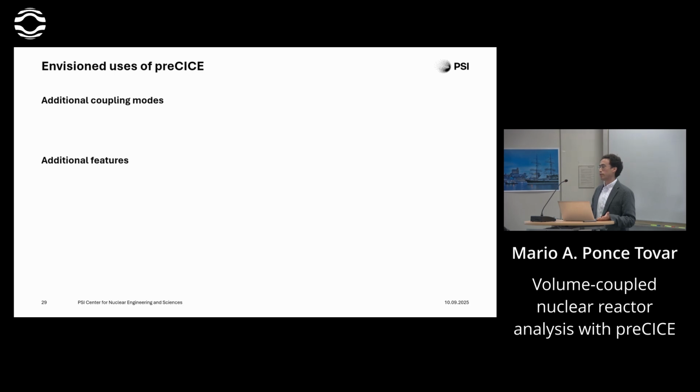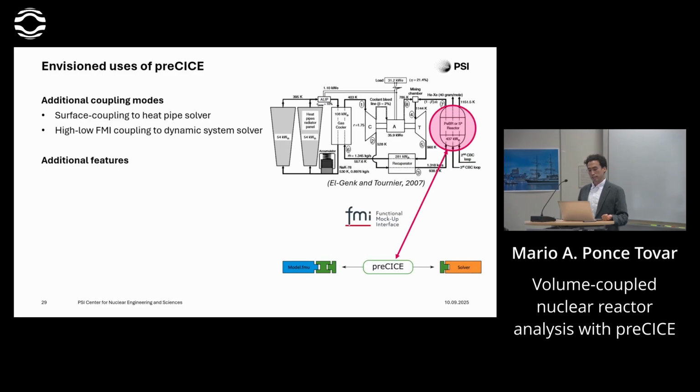And what does that imply about using preCICE? So that means we need to do surface coupling to the heat pipe solvers. We plan to use this FMI coupling functionality since we'll do dynamic system modeling using Modelica. So this will tie everything together. We'll further test the subcycling capabilities and time interpolation, since basically anything we can do to reduce the overall computing cost is valuable.